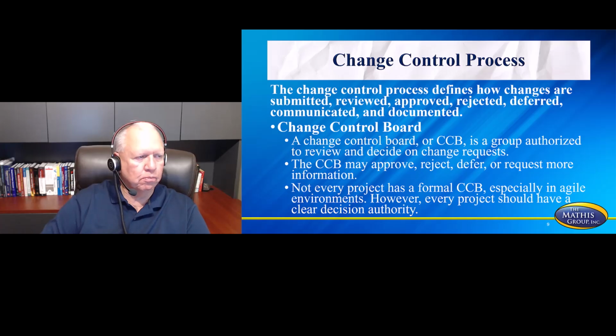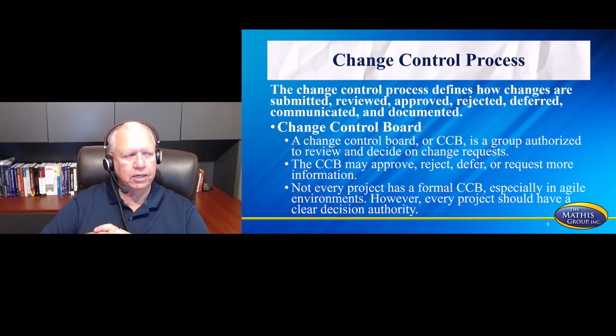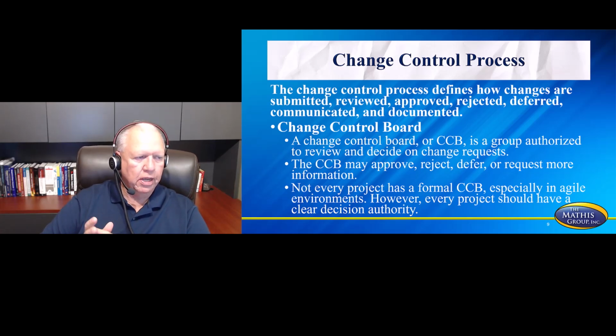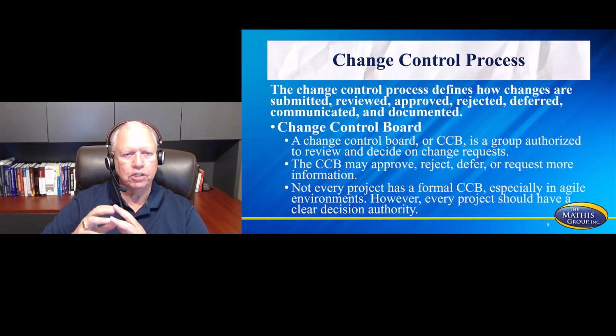The change control process defines how changes are submitted, reviewed, approved, rejected, deferred, communicated, and documented. The change control board, or CCB, which you'll see on your test as well, is a group of authorized people to review and decide on change requests. The CCB may approve, reject, defer, or request more information, and not every project has a formal CCB, especially in agile environments. However, every project should have a clear decision authority.